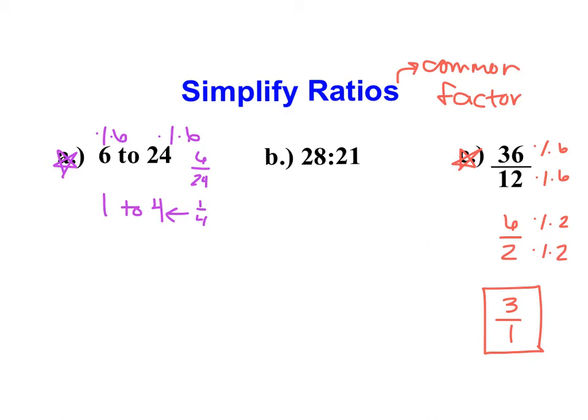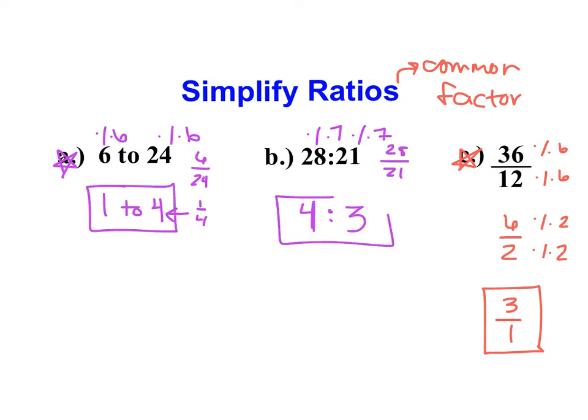If I then look at B, again, remember you could turn this into a fraction and then simplify it. But what I do notice about 28 and 21 is they are both divisible by 7. So if I divide them both by 7, I end up with 4 colon 3. So those are my simplified ratios. And again, this works just like simplifying fractions. You're looking for those common factors you can divide both numbers by until they no longer have a common factor in common.